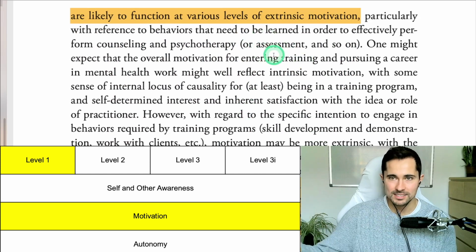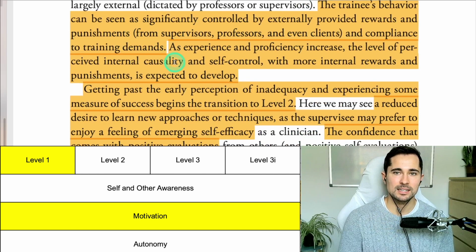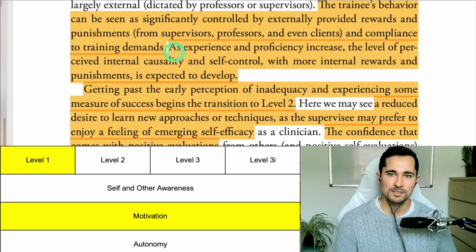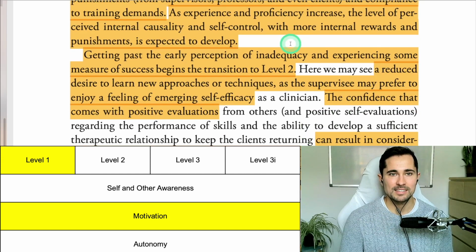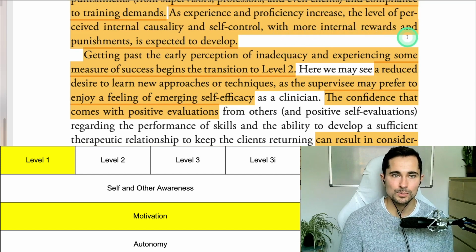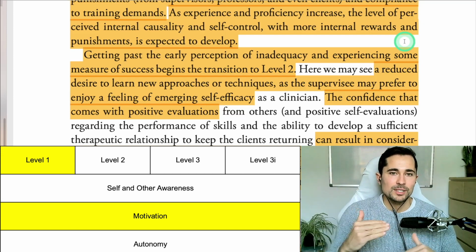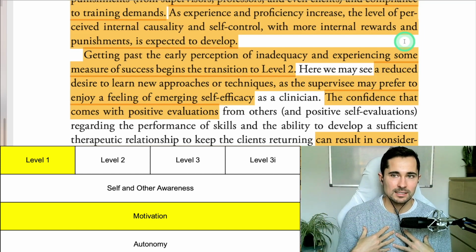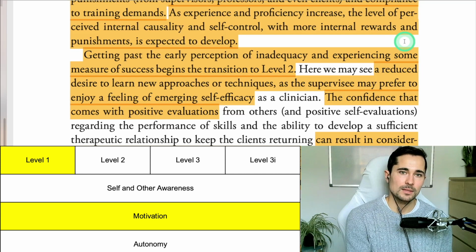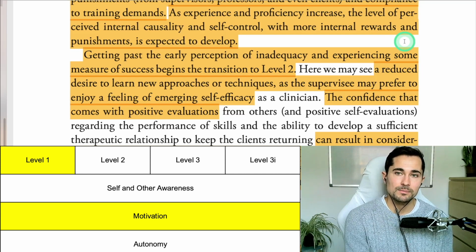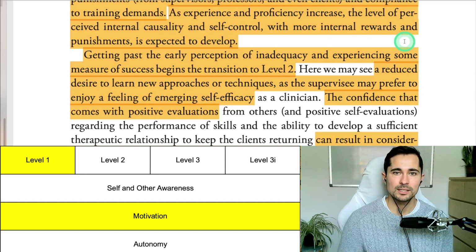So to pass certain assessments, for example. The trainee's behaviour can be seen as significantly controlled by externally provided rewards and punishments from supervisors, professors, and even clients, and compliance to training demands. As experience and proficiency increase, the level of perceived internal causality and self-control, with more internal rewards and punishments, is expected to develop. So motivation isn't just on a dimension of high or low, it's also on a dimension of extrinsic versus intrinsic, and a beginner's more likely to have extrinsic motivation to pass courses, to please clients, please supervisors, and then over time we might become more intrinsically motivated as we learn to self-assess and feel more self-control.